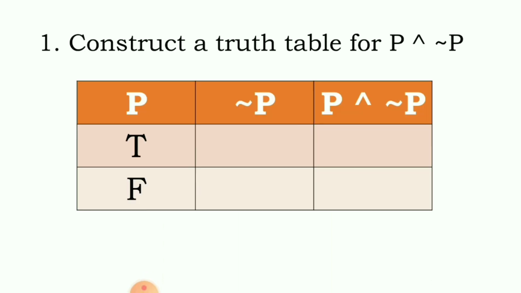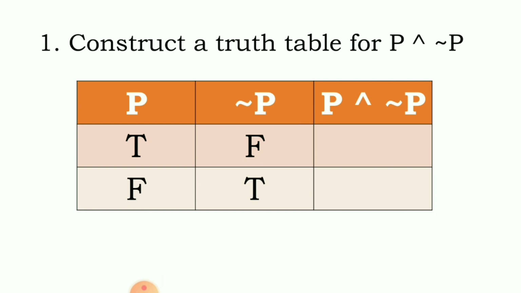First, construct a truth table for P and negation of P. As we can see on the table, we have the possible truth values for the proposition P. Then, we need to get the negation of P. So, if P is true, the negation of P is false. If P is false, then negation of P is true.